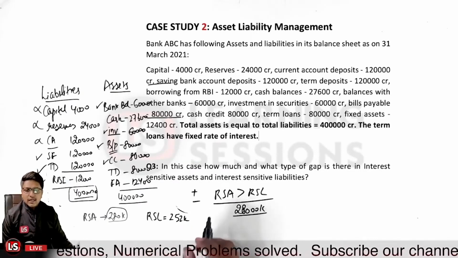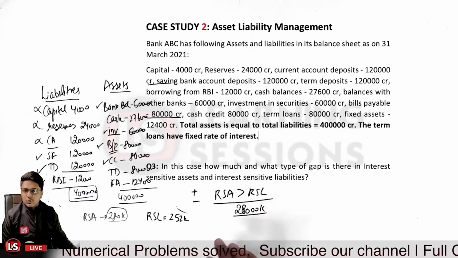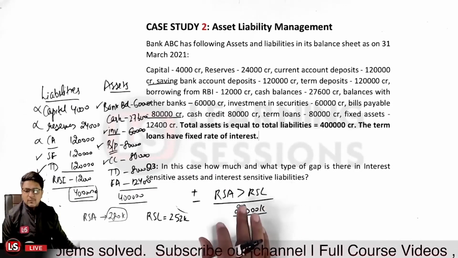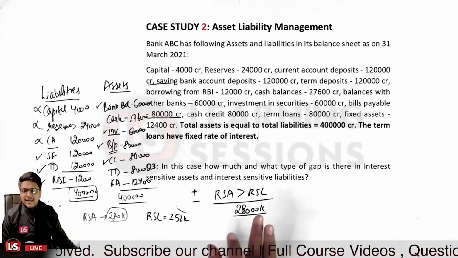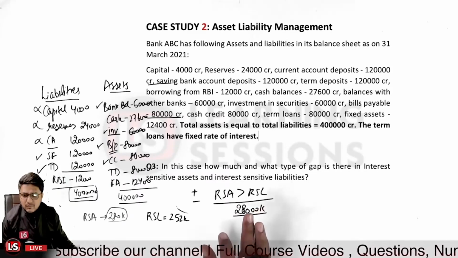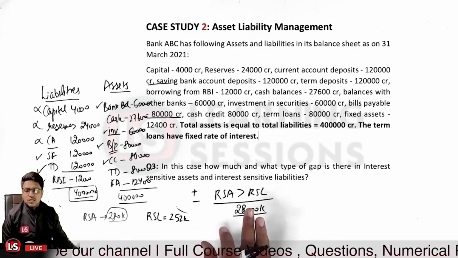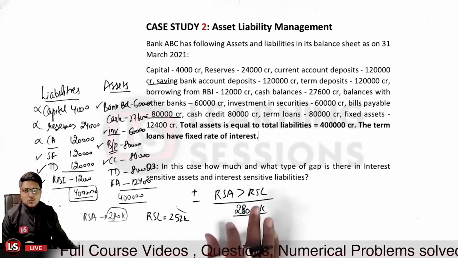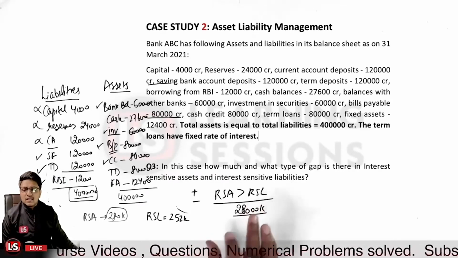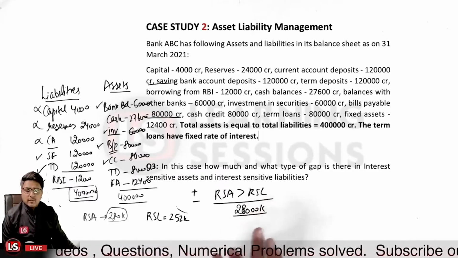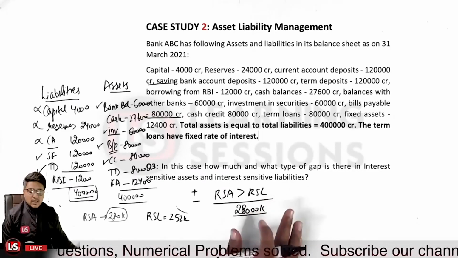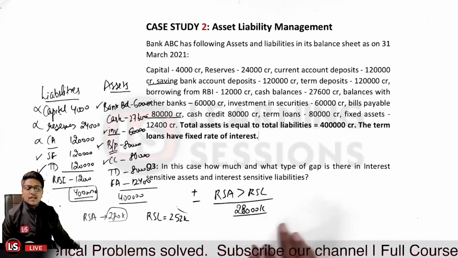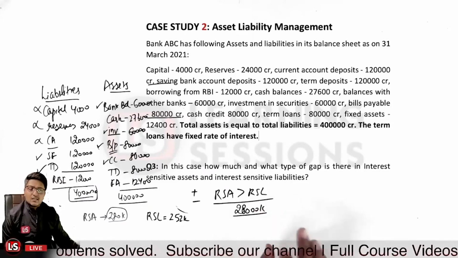We need to answer what the amount of the gap is, and further what type of gap it is, positive or negative. The right answer has been given by Bharani Vasuki, first of all, that it's a positive gap. Whenever your risk sensitive assets exceed the risk sensitive liabilities, it's a positive gap. If the payments are going to be more than the receipts, in that case it's a negative gap.